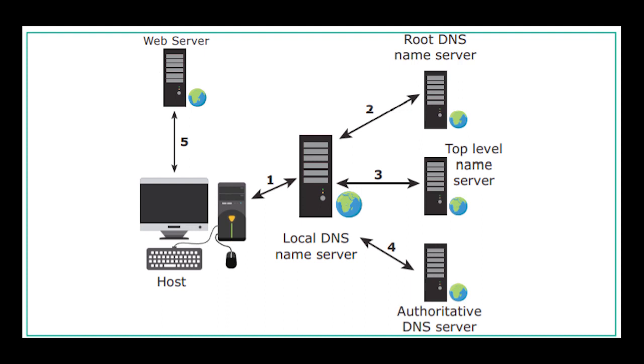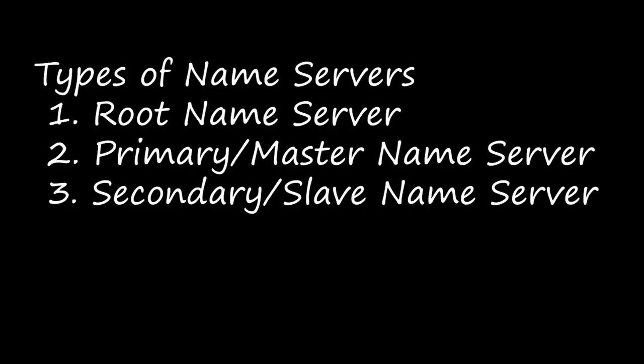Your computer can be connected to the web page which you request, and it will be stored in your web server. When you see this diagram, you can see the working structure of the name server. There are three types of name servers. The first one is the root name server, and the next one is the primary name server, or we can say master name server. The next one is the secondary name server or slave name server.